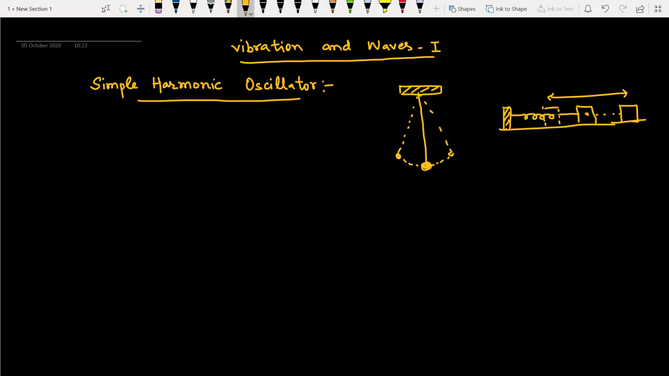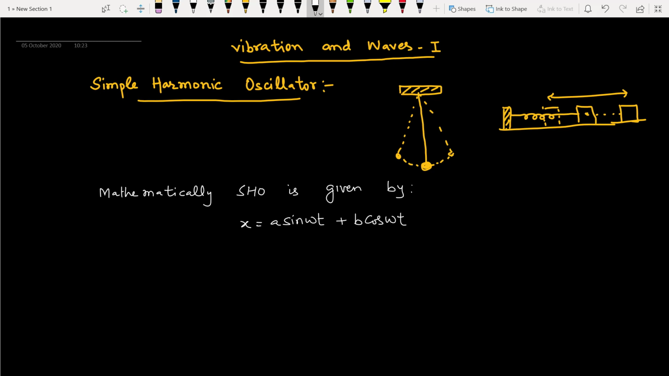So this is a qualitative intro of simple harmonic oscillator. But here in BSc classes we will be giving more emphasis on mathematics. So mathematically, simple harmonic oscillator, written in short, is given by x is equal to a sin omega t plus b cos omega t.